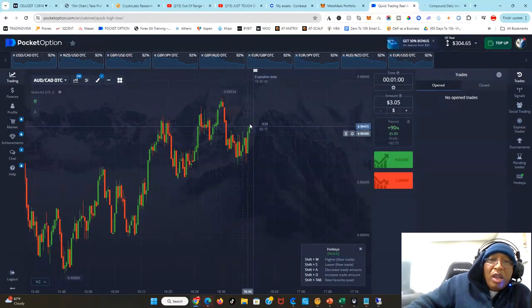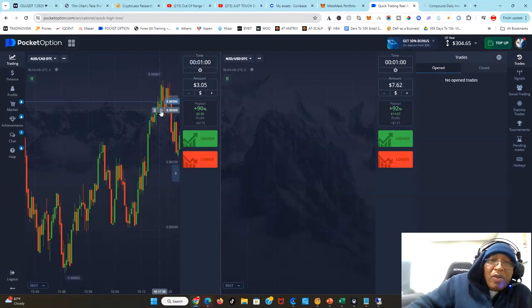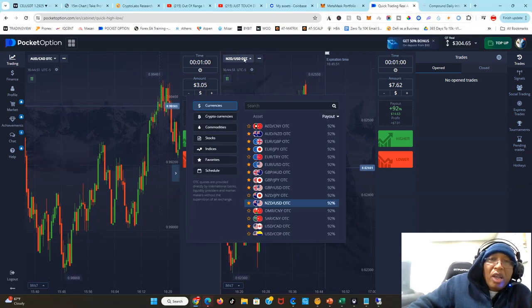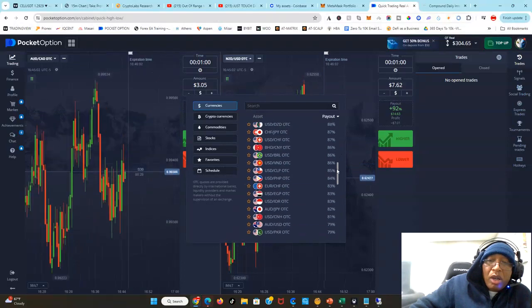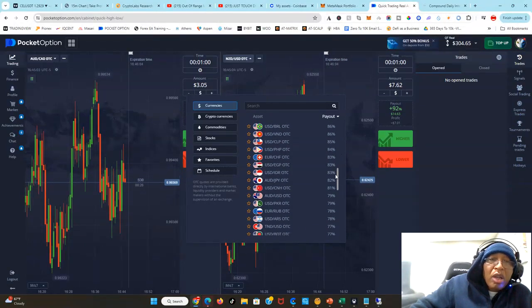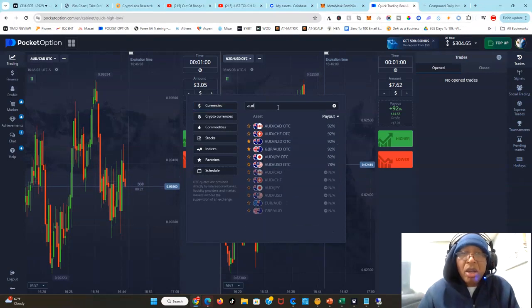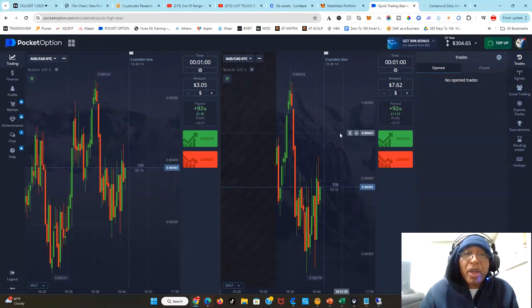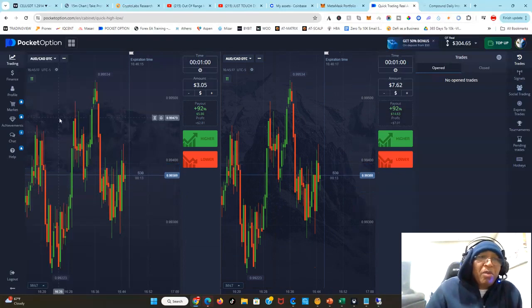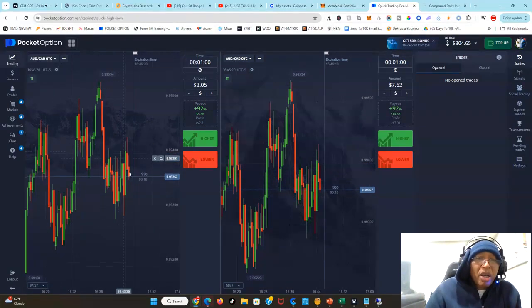All right, so let's go and try that one. AUD CAD. Okay, you can just type AUD here if it's this one. There we go, guys. Okay, so we formed our bias saying that it's going up, but you can see it's really throwing these long candles here.